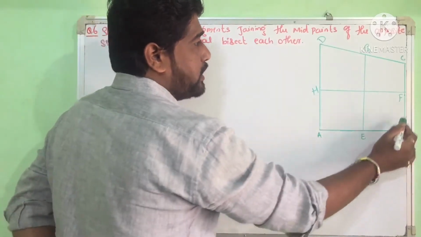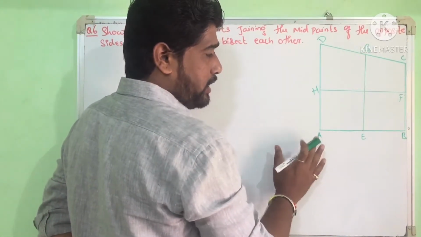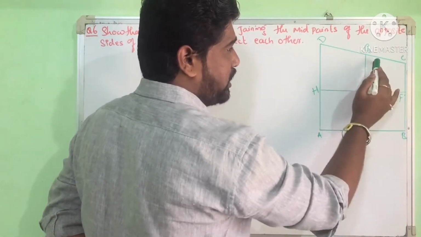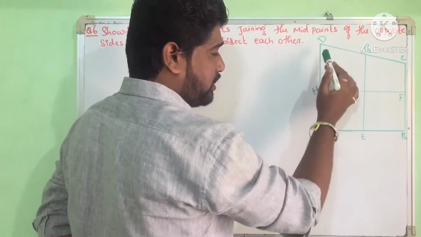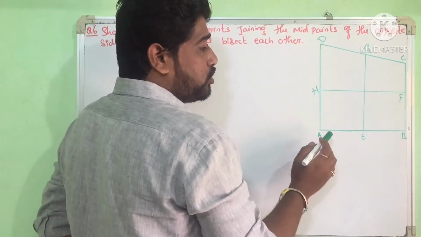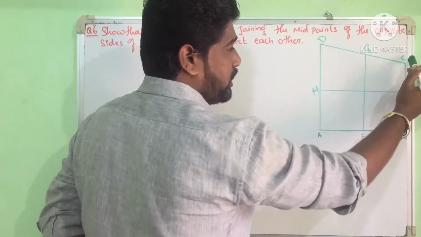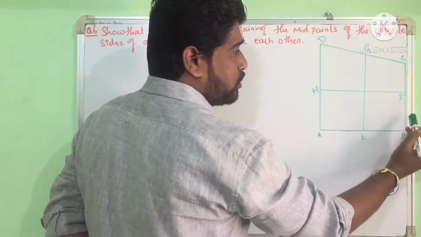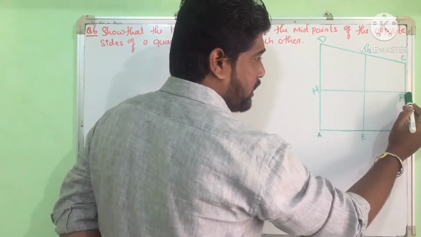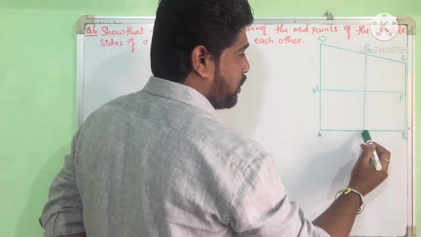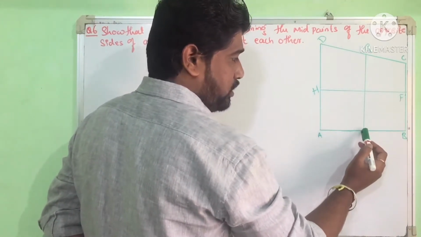So here ABCD is a quadrilateral. In that quadrilateral, E is the midpoint of AB, F is the midpoint of BC, G is the midpoint of DC, and H is the midpoint of AD. So here opposite sides: AD is opposite to BC, right? So these two midpoints are joined, and here AB is opposite to DC. So here these two midpoints are joined.